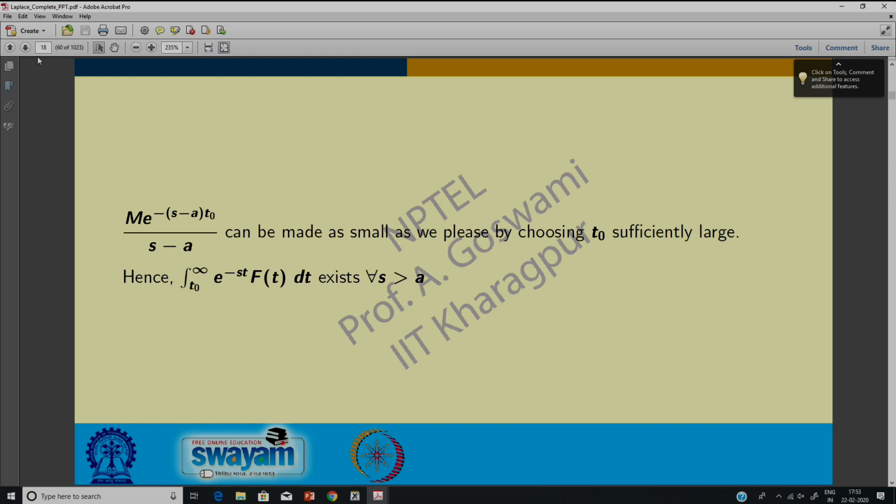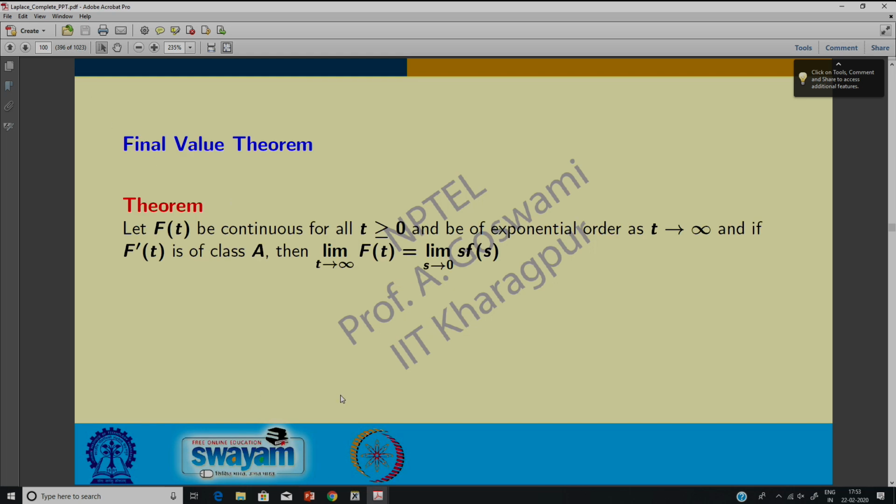Now, someone has asked for the proof of the final value theorem. We have given it, I think, right? So, the final value theorem says that let f t be continuous for all t greater than or equal to 0 and of exponential order as t approaches infinity, and if f dash t is of class A, which we have defined earlier, then the limit as t approaches infinity of f t equals the limit as s approaches 0 of s F s.